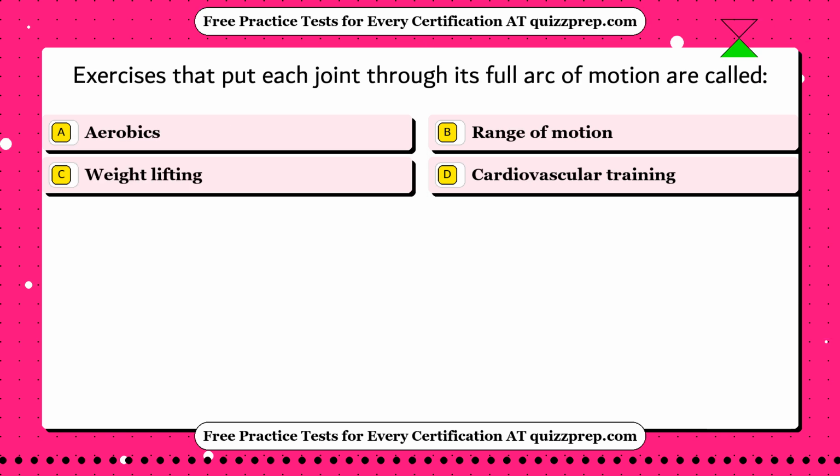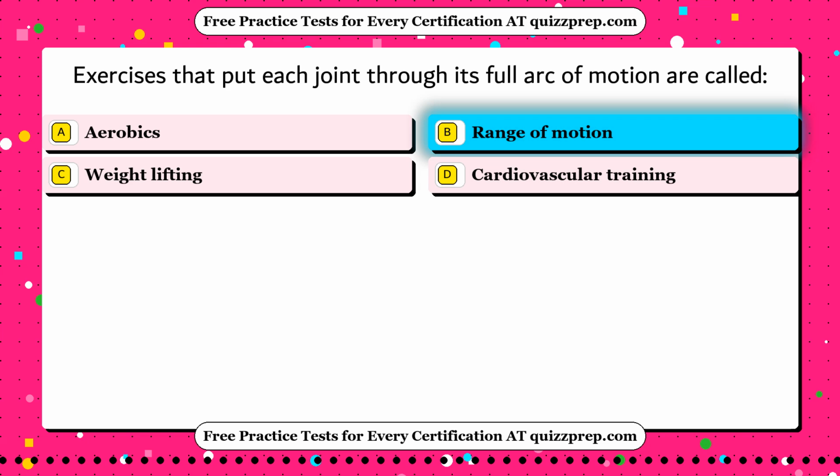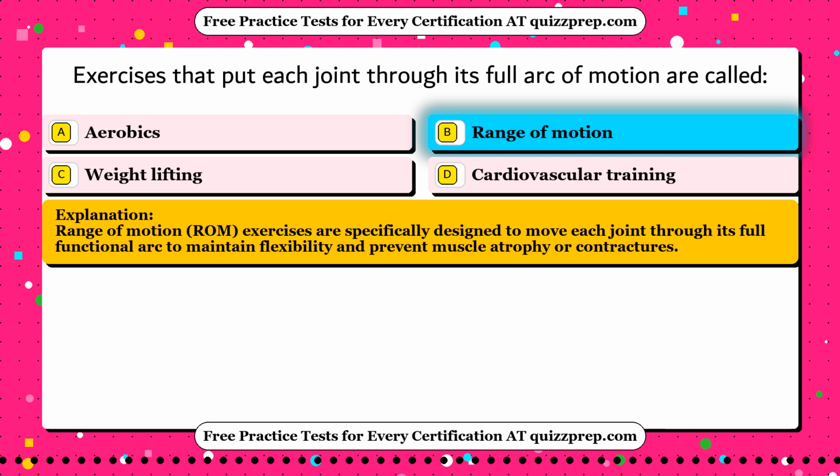Question 90. Exercises that put each joint through its full arc of motion are called: Option A, aerobics. Option B, range of motion. Option C, weightlifting. Option D, cardiovascular training. The correct answer is option B, range of motion. Range of motion, ROM, exercises are specifically designed to move each joint through its full functional arc to maintain flexibility and prevent muscle atrophy or contractures.